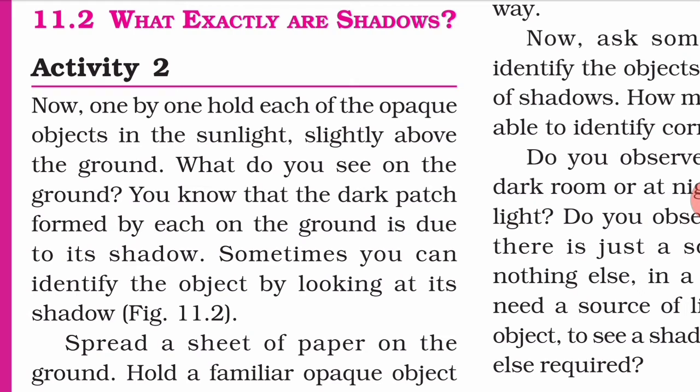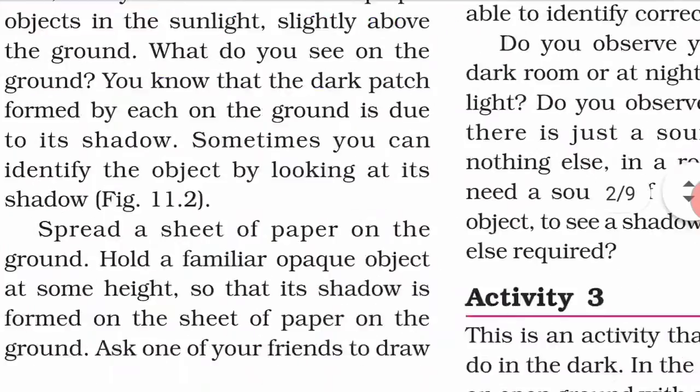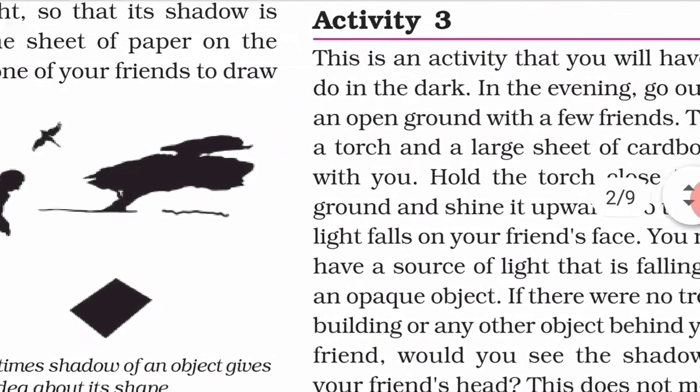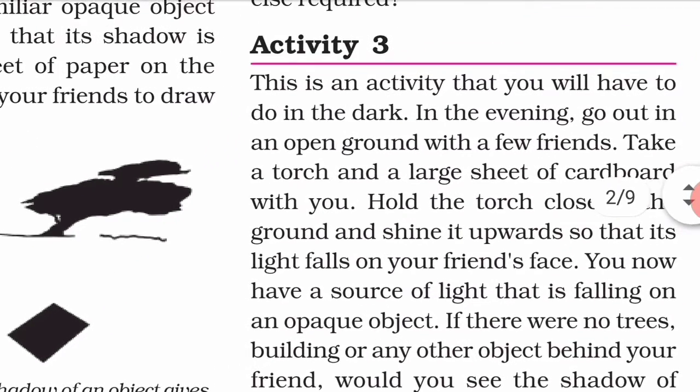And you can do it two or three times, and then you can play a game with your friend and tell them whether they are able to identify what kind of object it might be while looking at the outline of the shadow that you have drawn. That is one. And now one more thing: we go out in the evening.